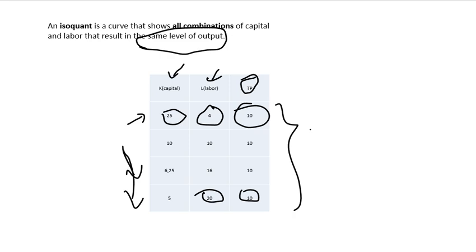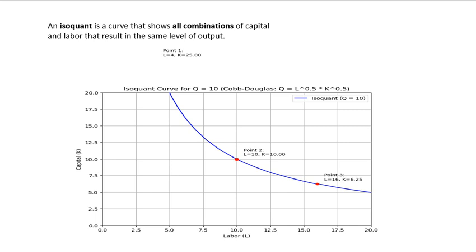So whatever combination you choose here, 25 of capital and 4 of labor, or 10 of capital and 10 of labor, or 5 of capital and 20 of labor, your output will be the same, and it will be 10. This is what we call the isoquant, and it can be illustrated in this curve here, like this. This curve is the isoquant of a firm to produce 10 units of output.